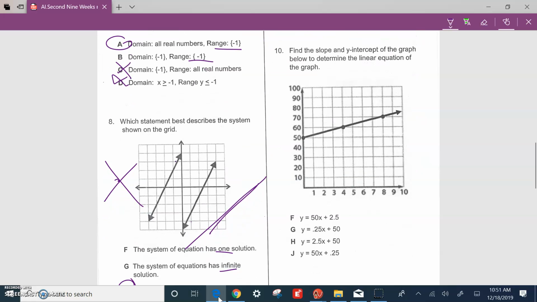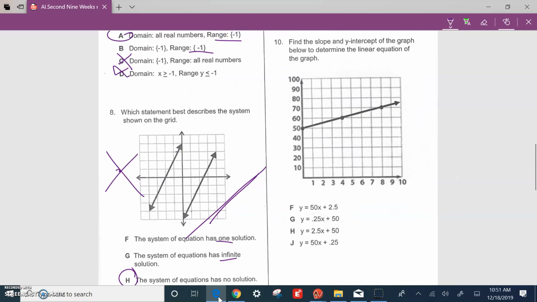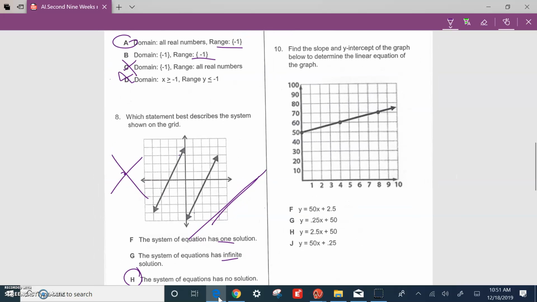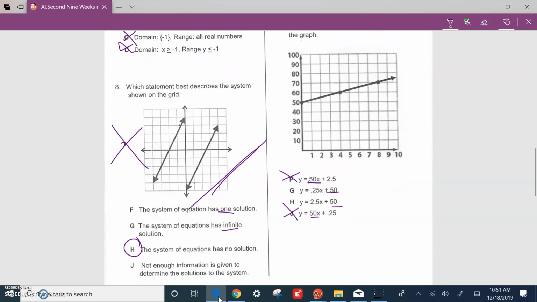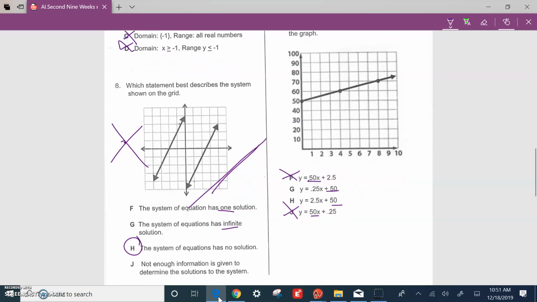All right, almost done. Number 10, find the slope and y-intercept of the graph. What's the y-intercept? 50. So this one has the slope at 50, so that's wrong. And this one has the slope of 50, so that's wrong. The y-intercept is 50. Remember, the one that doesn't have the x is our y-intercept. The one that does is our slope. So here, the slope is either 0.25 or 2.5.